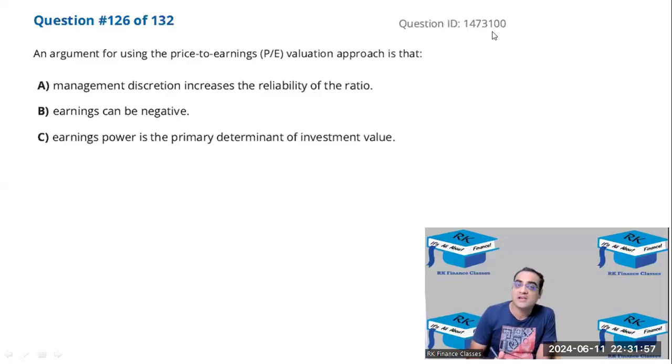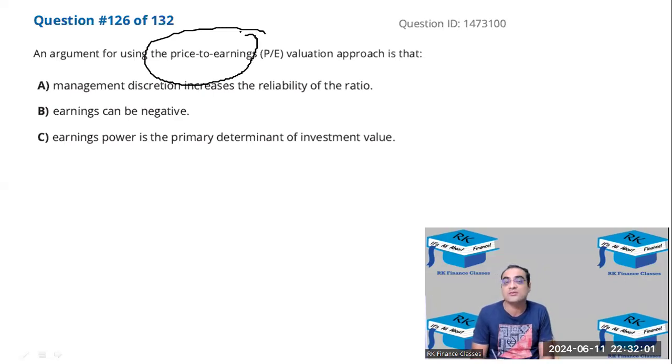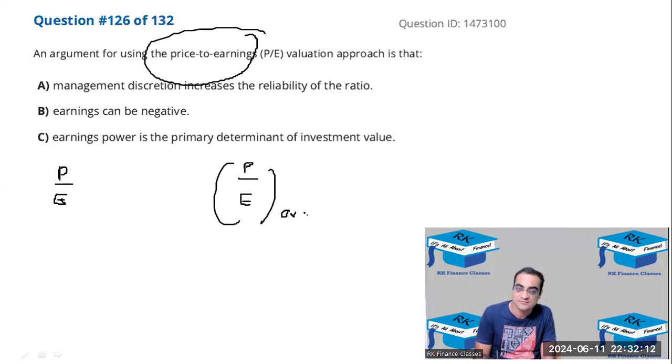So there were three arguments not to use price to earning ratio. So how do you use the price to earning ratio? We calculate the price to earning ratio and compare it with the average price to earning ratio of the industry.